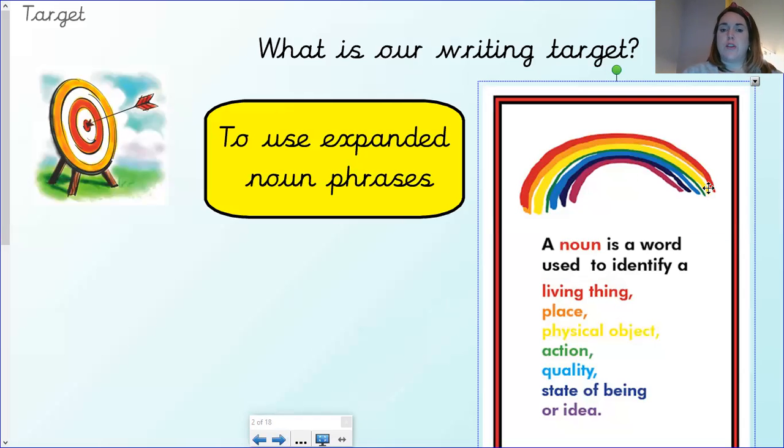Let me introduce you to our new writing target. Our writing target this term is to use expanded noun phrases. We'll come back to that in a moment. The first thing I want you to think about is to recap what a noun is. A noun is a word used to identify a living thing, place, physical object, action, quality, state of being, or idea.